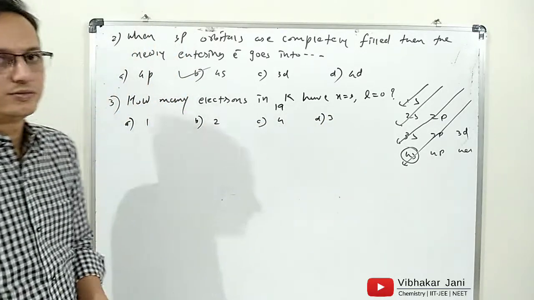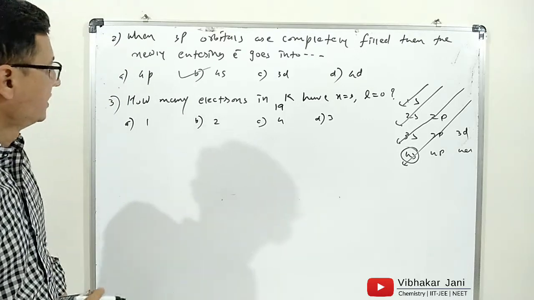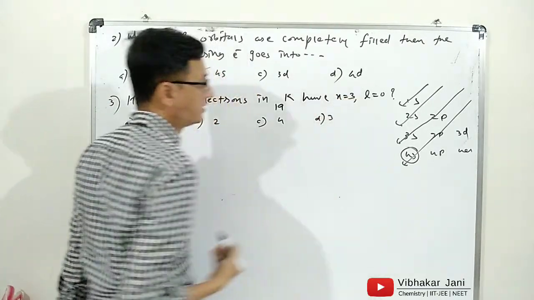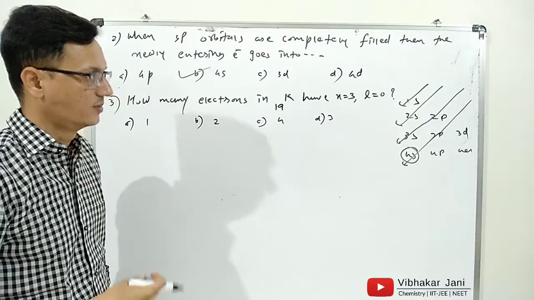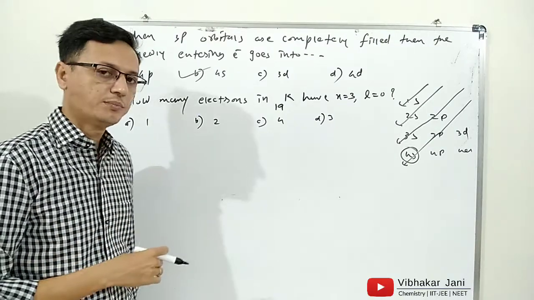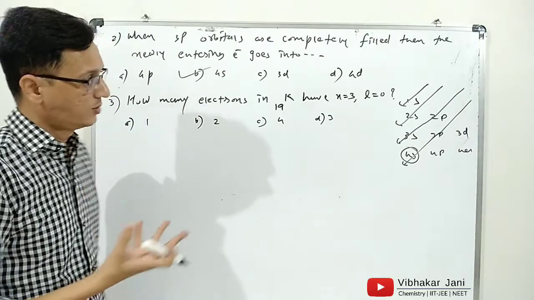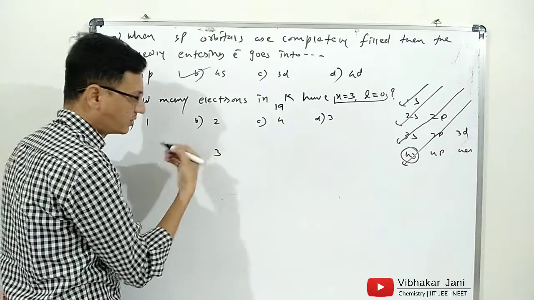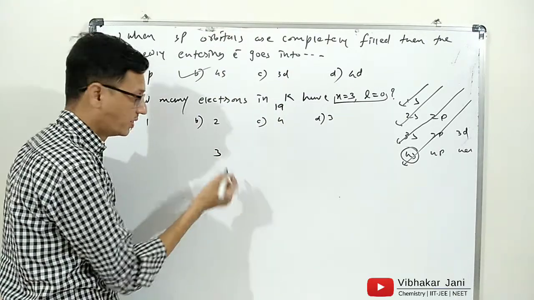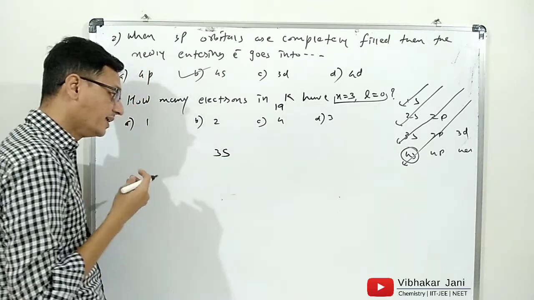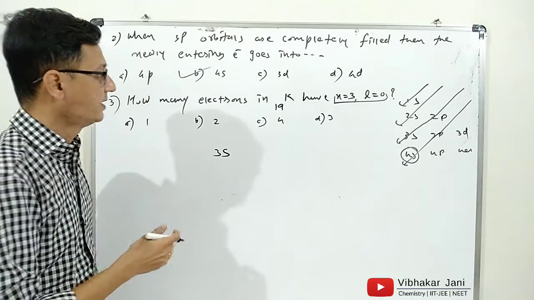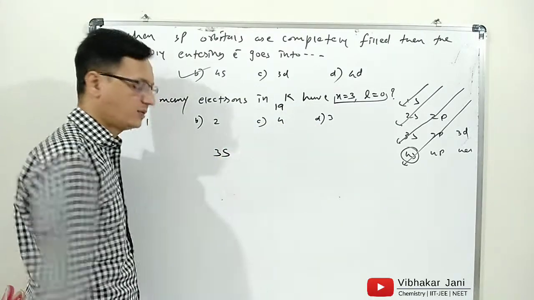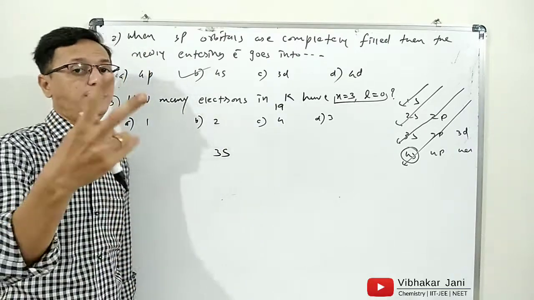Okay. Now let us solve this question. Here, how many electrons in potassium have n equal to 3? That means third orbit. And l equal to 0. l equal to 0 represents s orbital. So let us consider first this orbital. n equal to 3, l equal to 0, that means s. So how many electrons are there in s orbital in the electronic configuration of potassium? Obviously, if it is s orbital, it can have a maximum of 2 electrons.